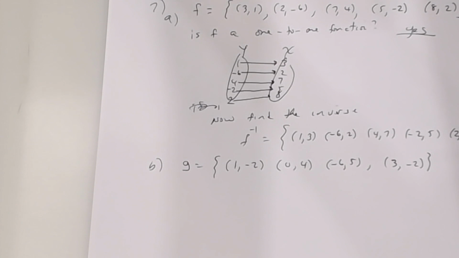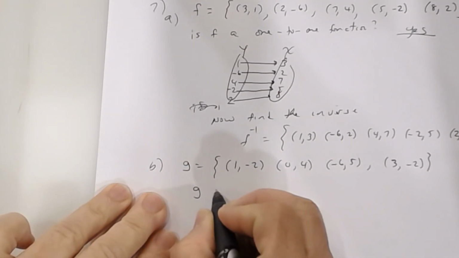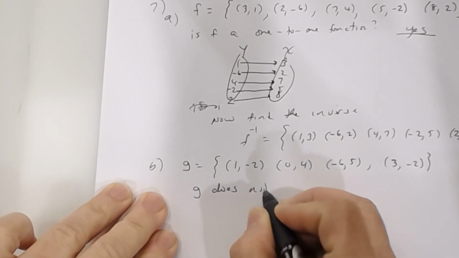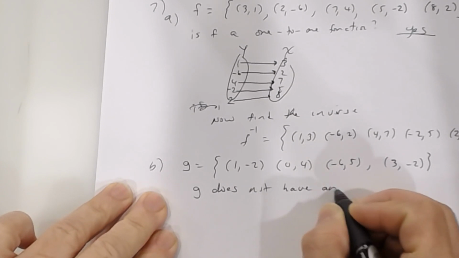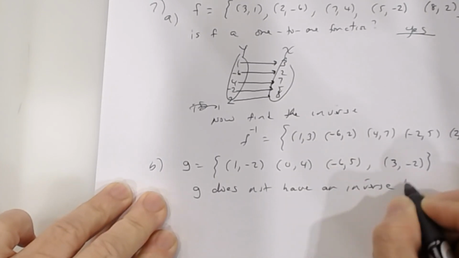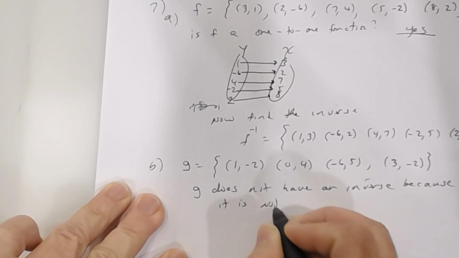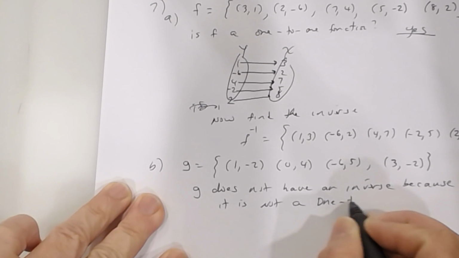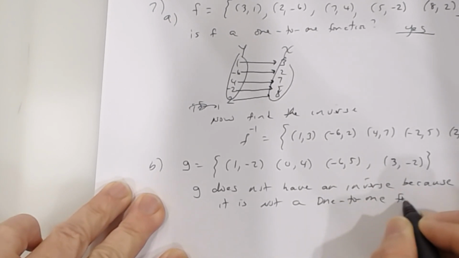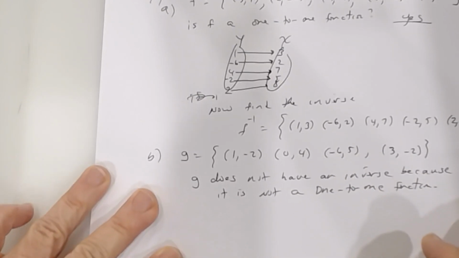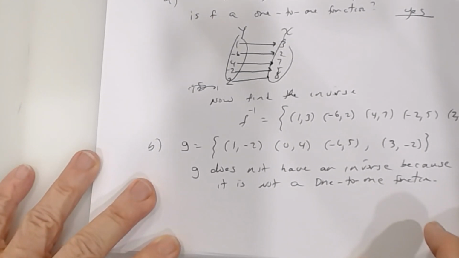No. Okay, why does it not have an inverse? Because for the y coordinate -2. Because it's not, first of all, say it's not 1 to 1. It's not 1 to 1. So g does not have an inverse because it is not a 1-to-1 function. And you can tell that by using the mapping if you need to.